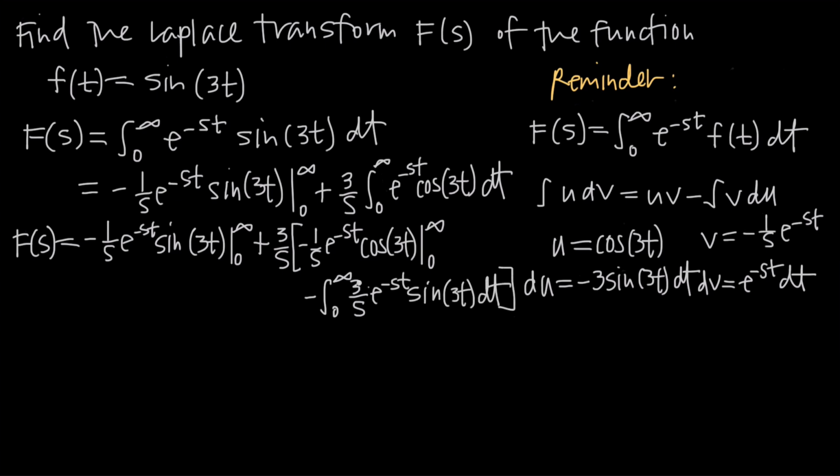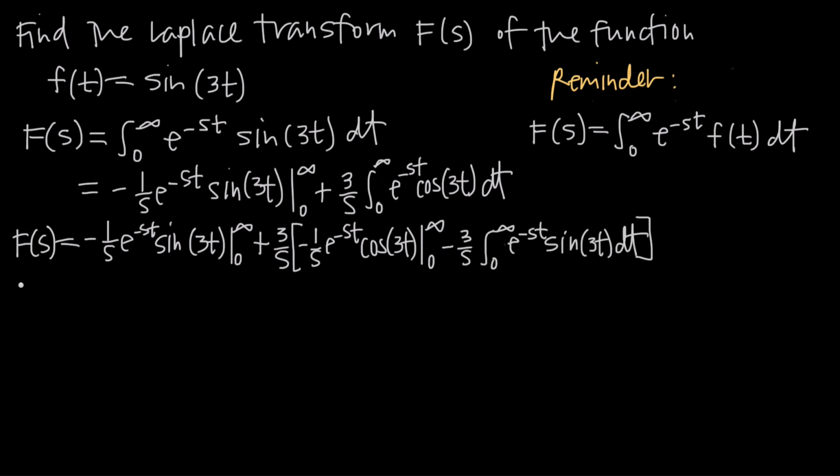We can go ahead and pull this 3 over s out in front of the integral because s is a constant, so 3 over s is a constant coefficient. So instead of the integral from 0 to infinity of 3 over s, we'll just bring that 3 over s out in front, and then we have the integral from 0 to infinity here. Now we'll rewrite the first part here. So capital F of s is negative 1 over s e to the negative st sine of 3t evaluated over 0 to infinity. Let's go ahead and distribute this 3 over s across these two terms here.